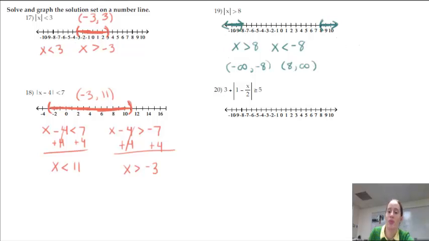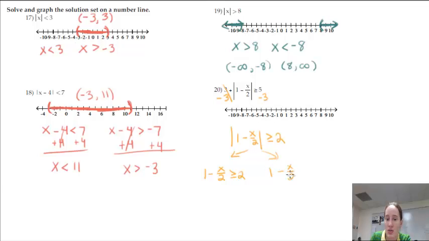20 is kind of a monster of a problem, maybe a little bit, because we have to first get the 3 over to the other side. We want the absolute value to be by itself. So we subtract 3 from both sides, and we get the absolute value of 1 minus x over 2 is greater than or equal to 2. A lot of mistakes happen because we try to do more than one step at the same time, but you have to just do that first, and now we're ready to split this up into our two inequalities, where one of them is 1 minus x over 2 is greater than or equal to 2. The other one is 1 minus x over 2 is less than or equal to negative 2.